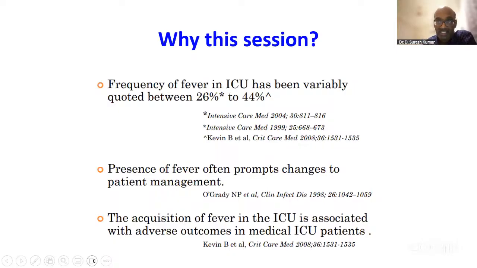So why did we put this session for PGs today? The frequency of fever in ICU is quite high. For example, it varies anywhere between 26 to 44%. The presence of fever often prompts changes to the proper management. Fever in ICU is associated with adverse outcome. People are really worried when the patient develops fever, and this is a real worry for us.